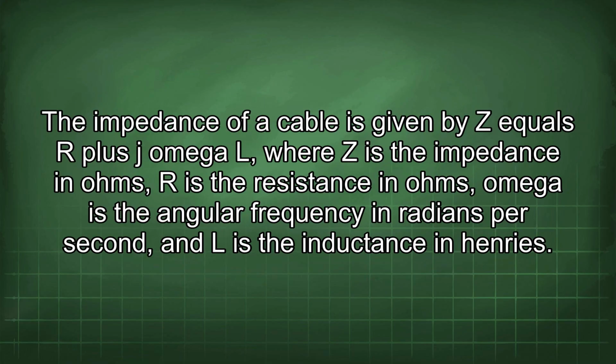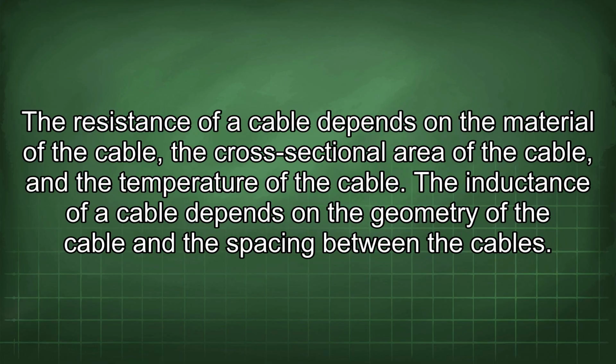The impedance of a cable is given by Z equals R plus jωL, where Z is the impedance in ohms, R is the resistance in ohms, ω is the angular frequency in radians per second, and L is the inductance in henries. The resistance of a cable depends on the material of the cable, the cross-sectional area of the cable, and the temperature of the cable. The inductance of a cable depends on the geometry of the cable and the spacing between the cables.